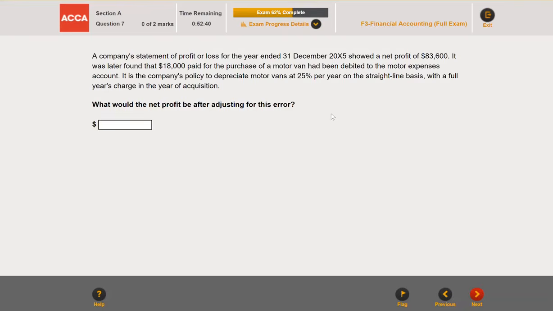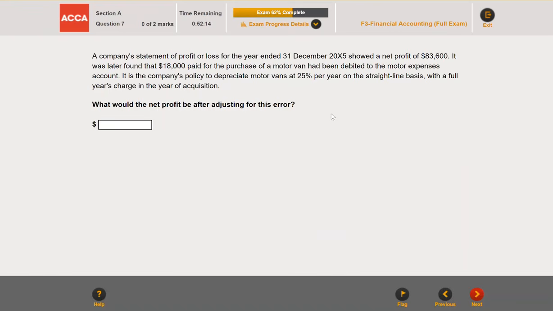What would the net profit be after adjusting for this error? A company's statement of profit or loss for year ended 31st December 2015 showed net profit of 83,600. It was later found that 18,000 paid for the purchase of motor van had been debited to motor expenses. It is company's policy to depreciate motor vans at 25% per year on a straight line basis with full year charge in the year of acquisition.